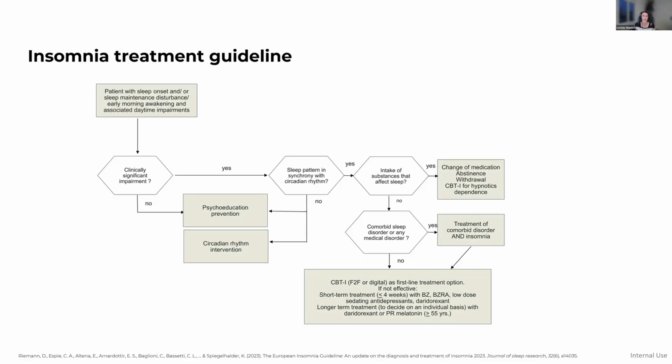So if we have a patient with sleep difficulties, and this patient would go to a healthcare professional, the first step would be to figure out if there's a clinically significant impairment. So it's basically the question: are those diagnostic criteria that we've already been through present or not? If they are, then the next question would be if the sleep pattern is in synchrony with the circadian rhythm. If it is, then we could go to the next step and have a look if there's any intake of substances that affect sleep.